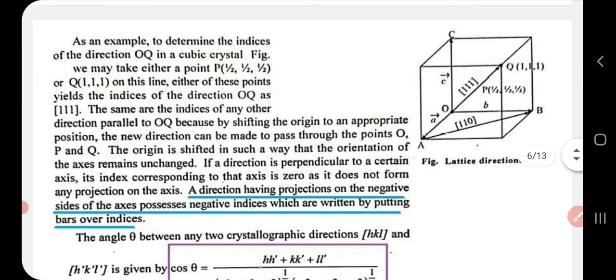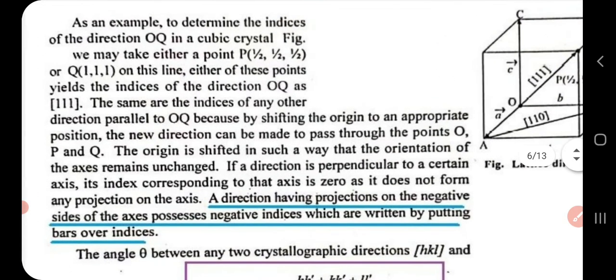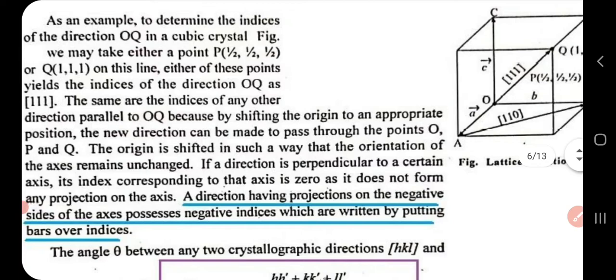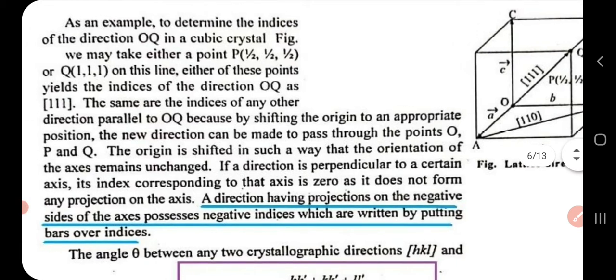Here they have given an example. In order to determine the indices of the direction OQ in a cubic crystal, see the figure. In order to write the indices of that particular direction OQ, we may take either a point P, whose coordinates are half, half, half, or take it as Q, 111, on this line. So we take a point on this line OQ, and then the direction of OQ is represented as 111 within square brackets. Now the same will be the indices of any other direction drawn parallel to OQ.